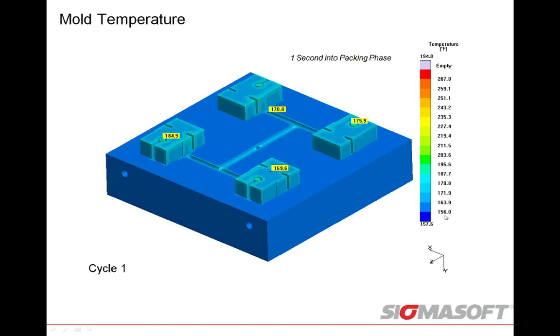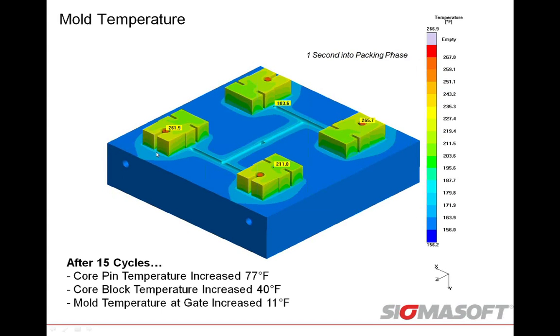So I have the same scale on the right side for these next few slides. I have the temperature at the top of my core pin, the temperature at my gate, a temperature at the side of my core pin, and a temperature just at the top of that core block. If I look at this at 184, 169, here after 15 cycles, that core pin has increased by 77 degrees. You can even see the temperature outline.